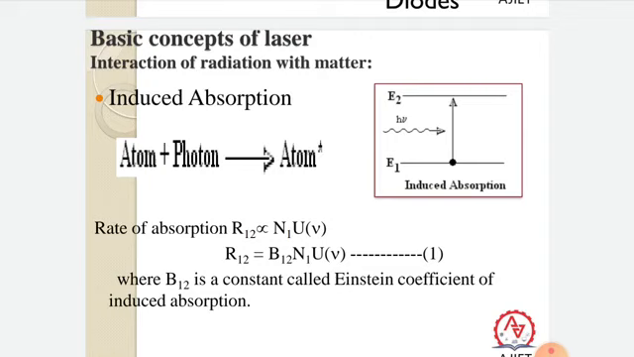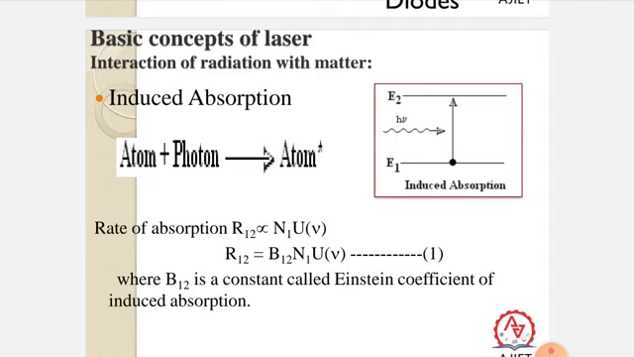So there are three possibilities where the interaction of radiation with matter takes place. That is, absorption of radiation, which is known as induced absorption, but the emission of radiation, as suggested by Einstein in 1917, can occur in two ways: either spontaneous or stimulated emission. No problem. Let us study one by one.